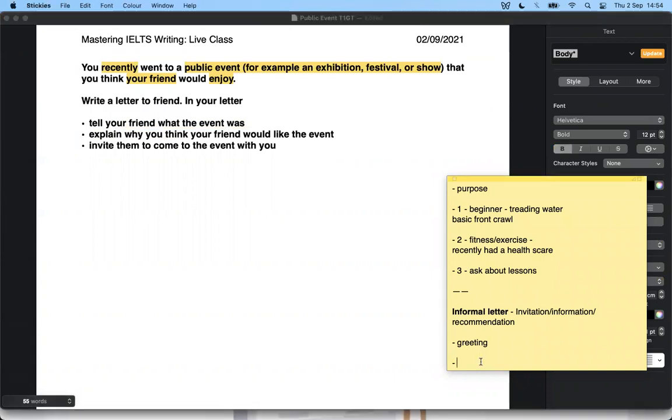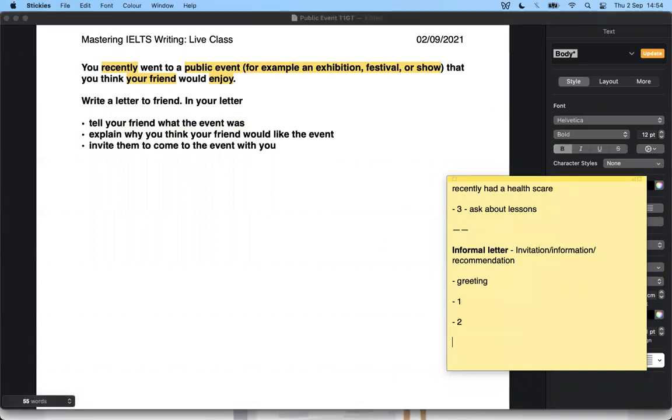And then we move on to the purpose. And to be honest, we can combine that with what the event was, because when we explain what we're doing, that's naturally going to be what the event was. You can't avoid those. So we're just going to start with one, then we'll move into two, then into three. So let's have some ideas. What was the event? What shall we talk about? You can choose one of these, or we can choose a different public event.